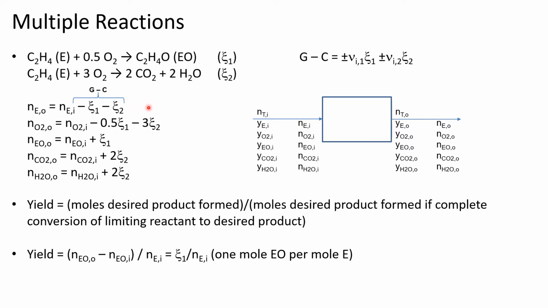From the expressions that we've written up here, we can calculate the moles of ethylene oxide out minus the moles of ethylene oxide in. This equation right here tells us that that difference is just Xi1, the extent of the first reaction. We'll simply divide that by the moles of ethylene that are fed in order to calculate the yield.